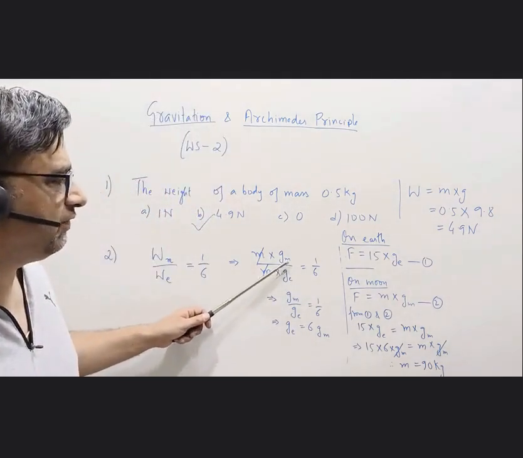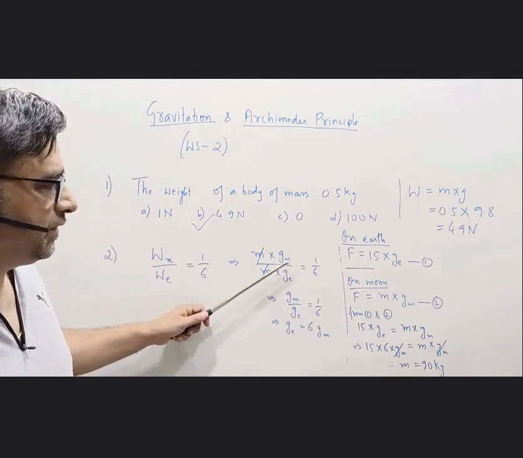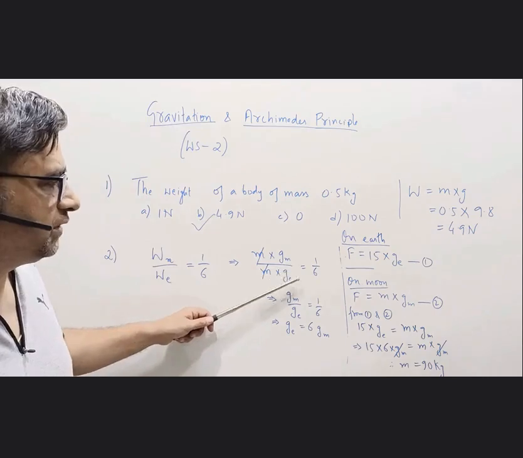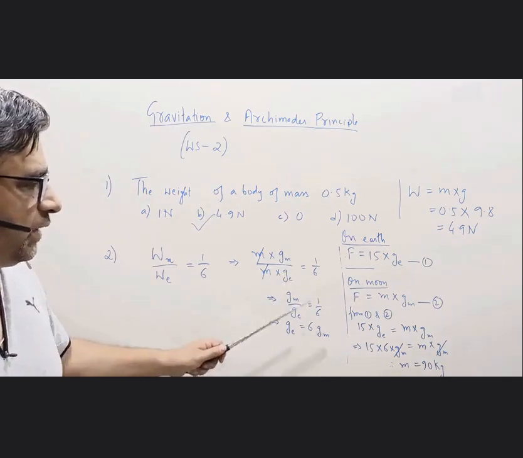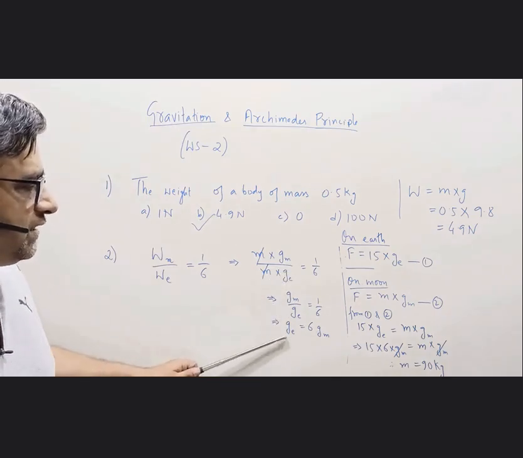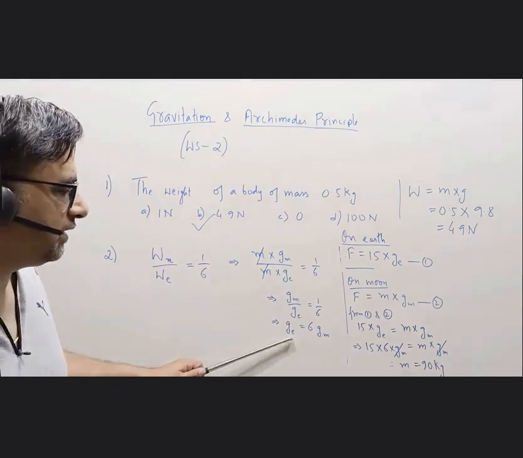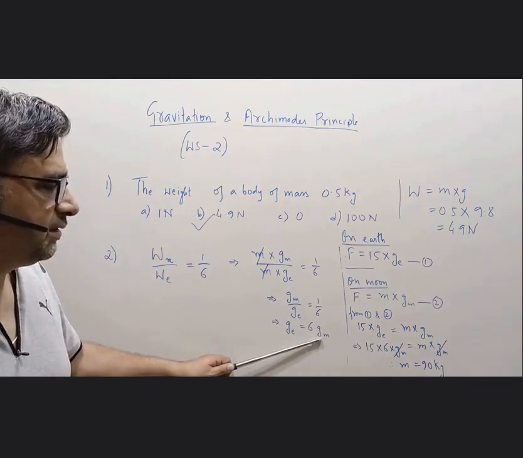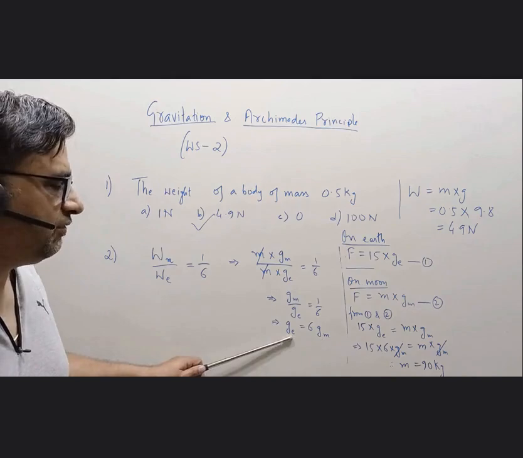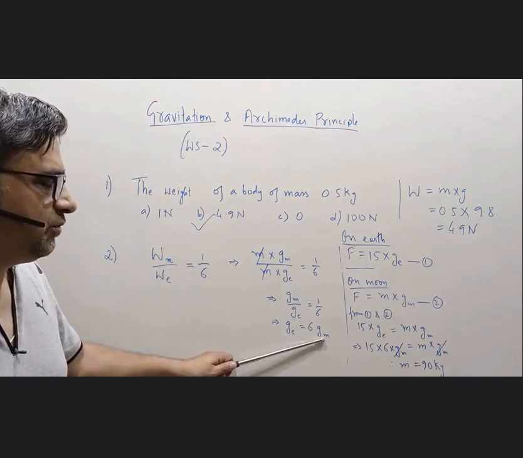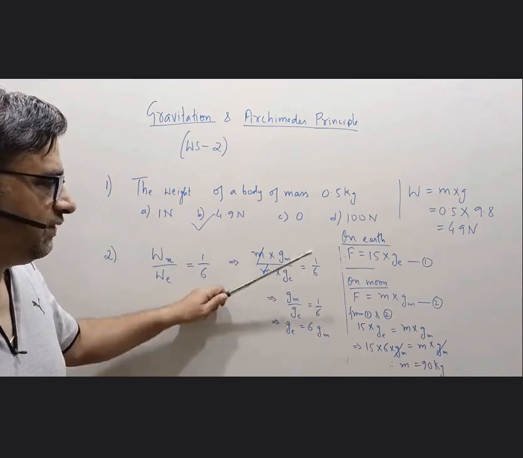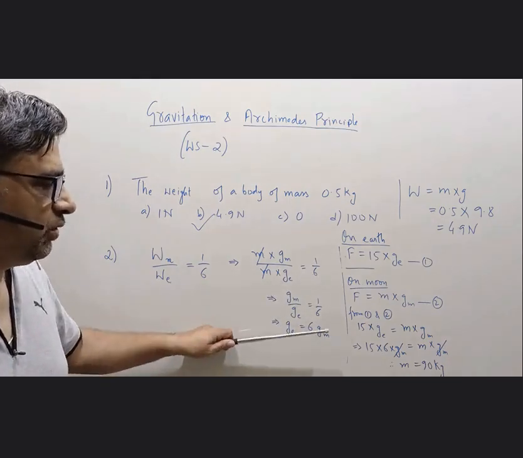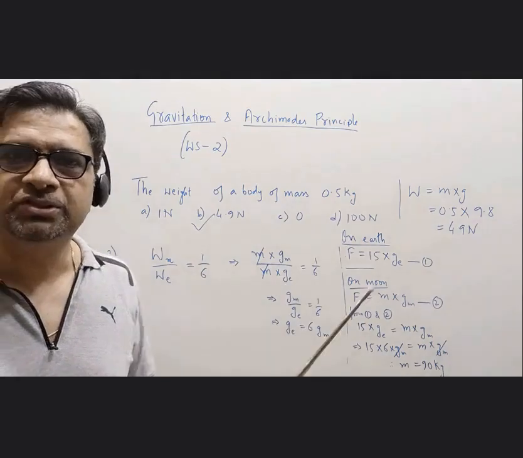So the ratio of the acceleration due to gravity on Moon to that on Earth is 1 by 6. This is what we have. So from this you see that the acceleration due to gravity on Earth is 6 times the acceleration due to gravity on Moon. This is something that we have derived. This is a generic derivation which we are going to make use of in solving this numerical.